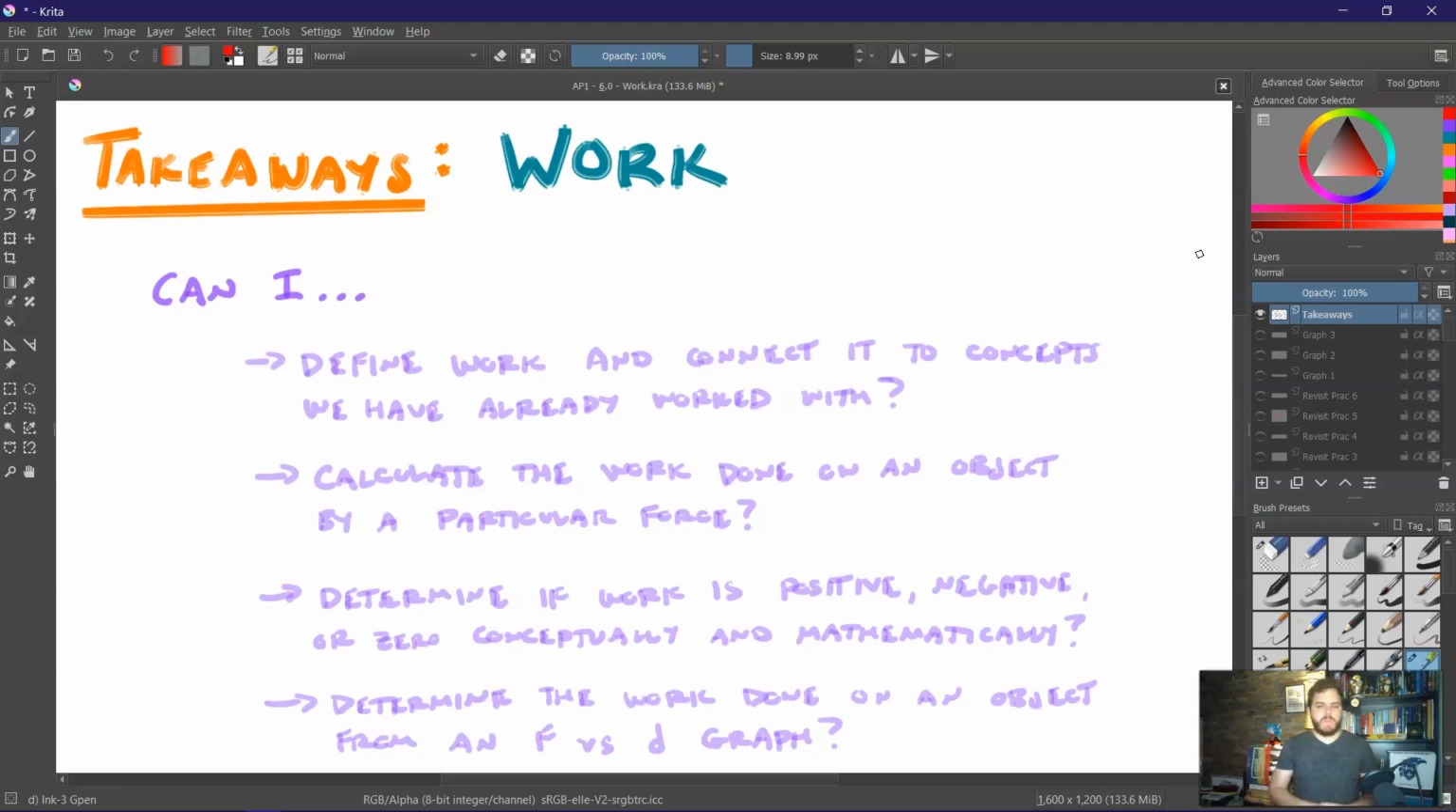And lastly, can we determine the work done on an object from an F versus D graph? Yes, just by finding that area underneath the graph.